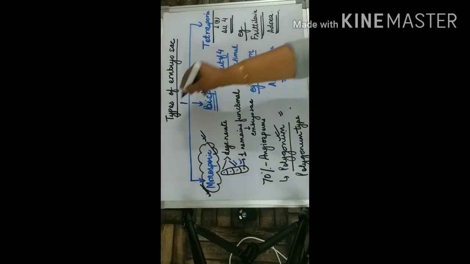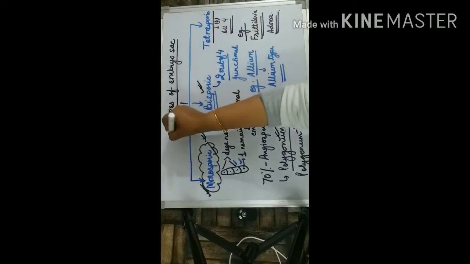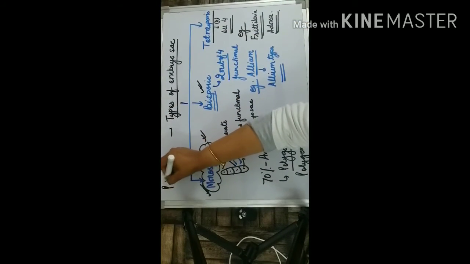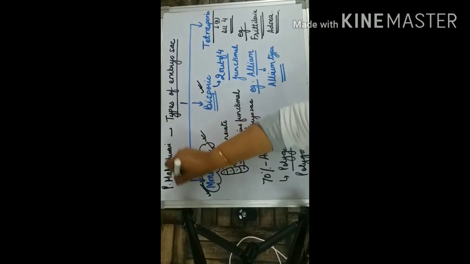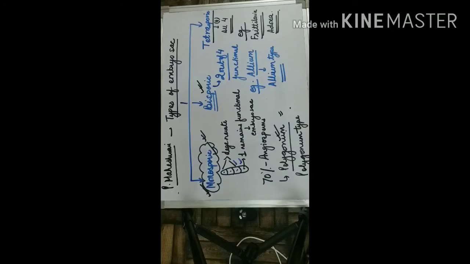And this whole classification was given by an Indian scientist called P. Maheshwari. He was a botanist. Is that very clear? That is P. Maheshwari. So what we have to remember here is that the most common type of embryo sac development is the monosporic embryo sac. That's all. Thank you.